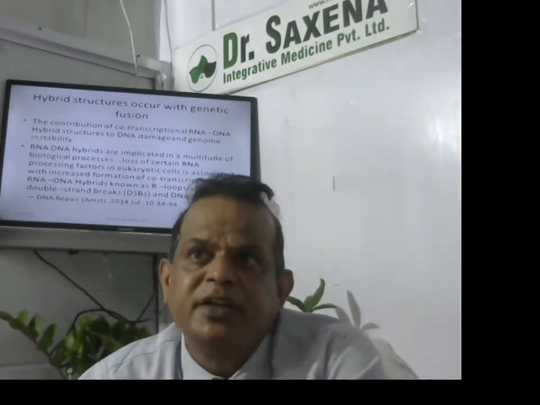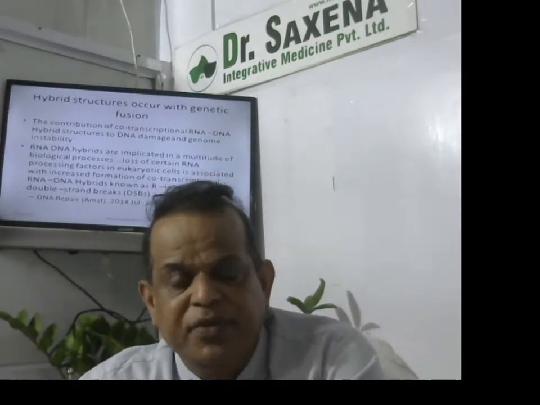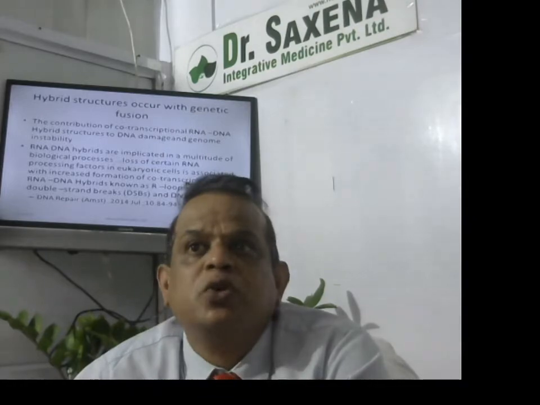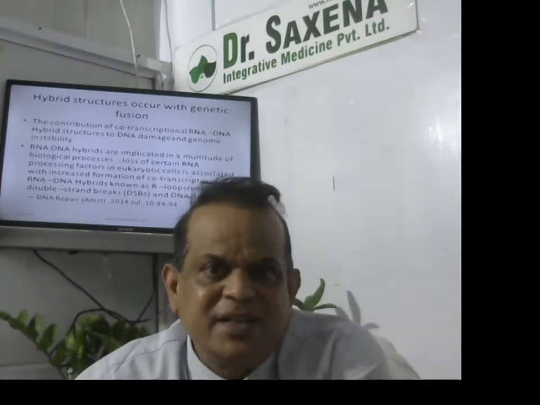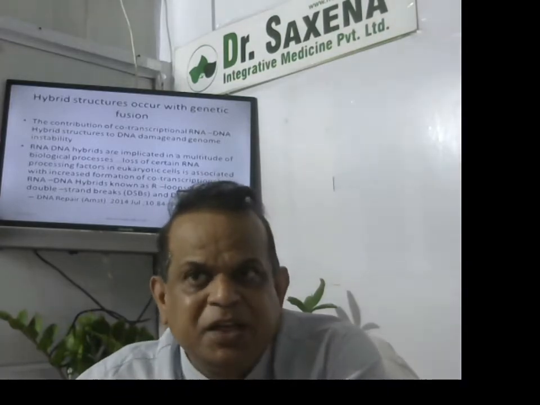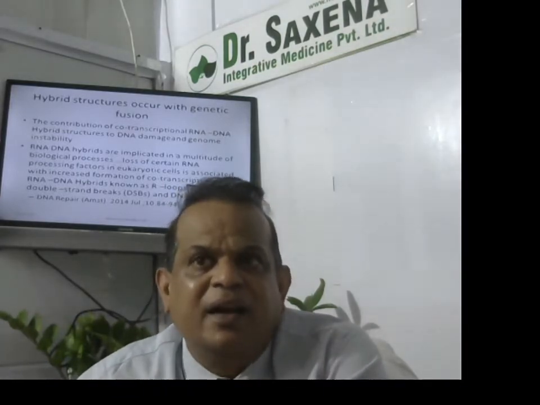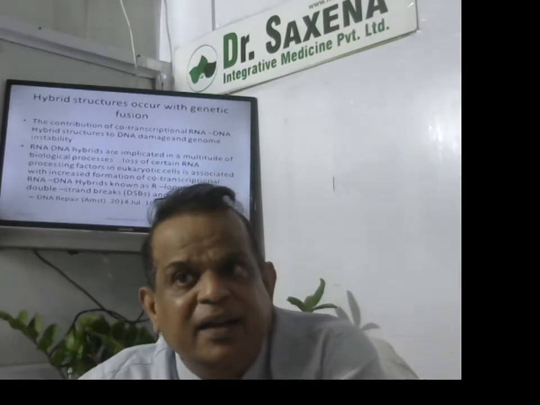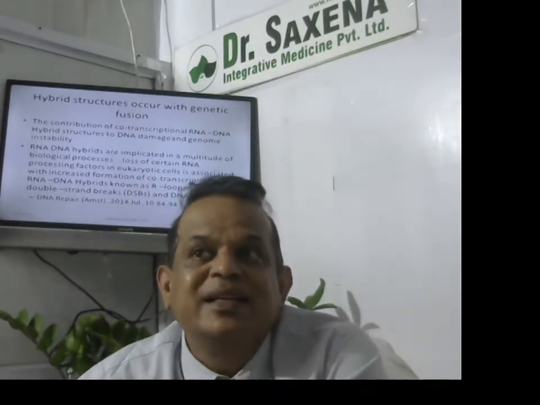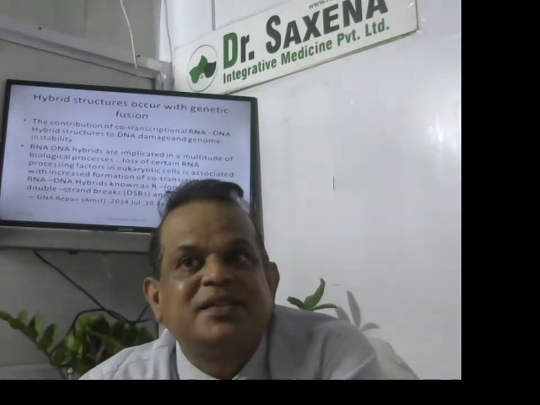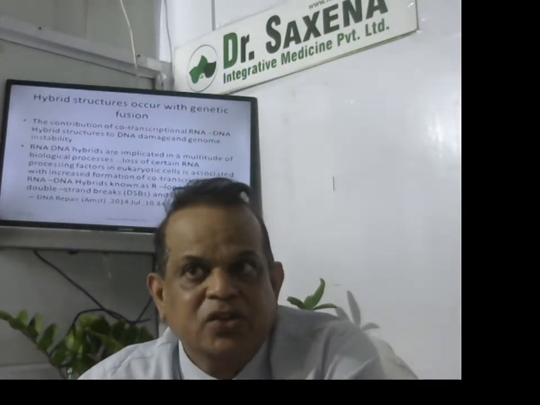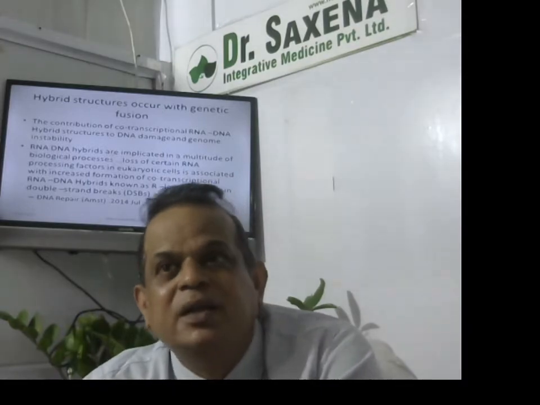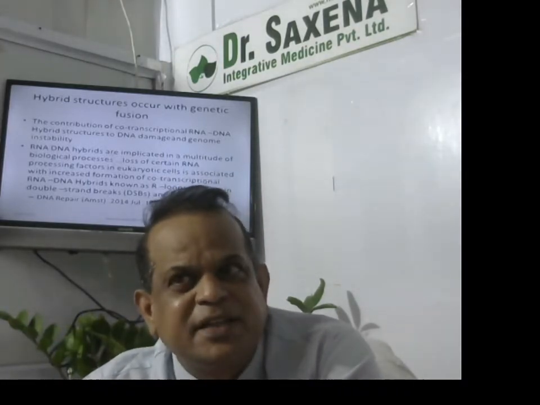What is happening with the hybrid structures occurring with genetic fusion? The contribution of co-transcriptional RNA-DNA hybrid structures to DNA damage and genome instability: these RNA-DNA hybrids are implicated in a multitude of biological processes. Loss of certain RNA processing factors in eukaryotic cells is associated with increased formation of co-transcriptional RNA-DNA hybrids known as R-loops, resulting in DNA double-strand breaks and DNA damage. This is how cancer mutagenesis happens, with DNA adducts and double-strand breaks resulting in DNA damage.